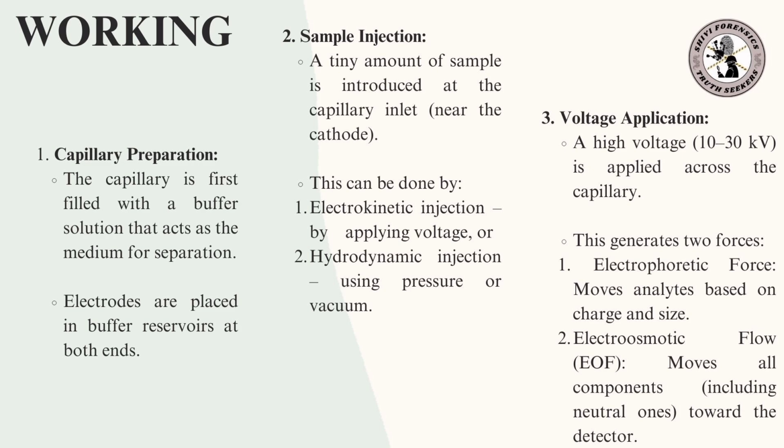The second step is sample injection. In this, we take a tiny amount of sample and introduce it in the capillary inlet, that is near the cathode. This can be done by two processes. First is electrokinetic injection and second is hydrodynamic injection. In electrokinetic injection we apply voltage, and in hydrodynamic injection we use pressure.